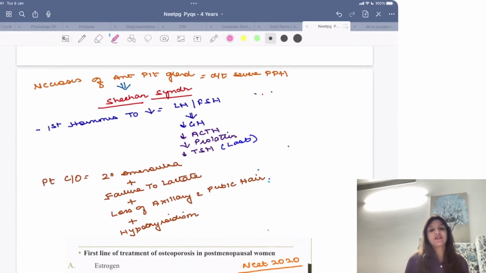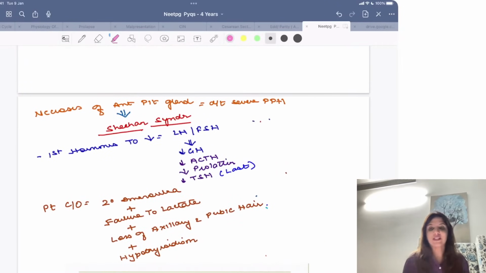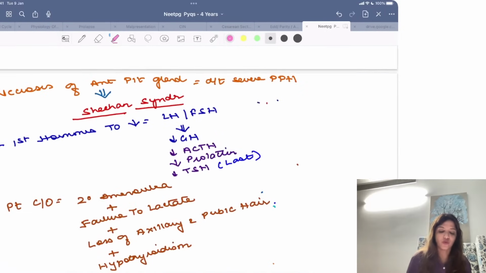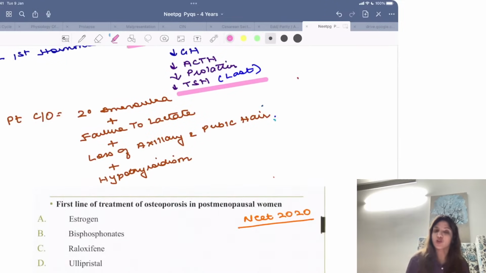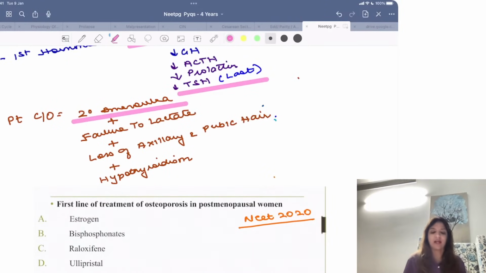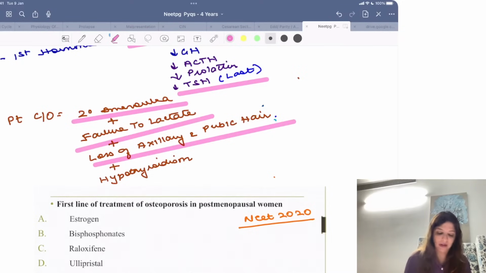So in Sheehan syndrome, there is necrosis of the anterior pituitary gland. The first hormone to decrease is LH and FSH, followed by growth hormone, prolactin, ACTH, and the last hormone to decrease is TSH. A patient of Sheehan syndrome will come to you with secondary amenorrhea, failure to lactate, loss of pubic hair and axillary hair, and hypothyroidism, right?